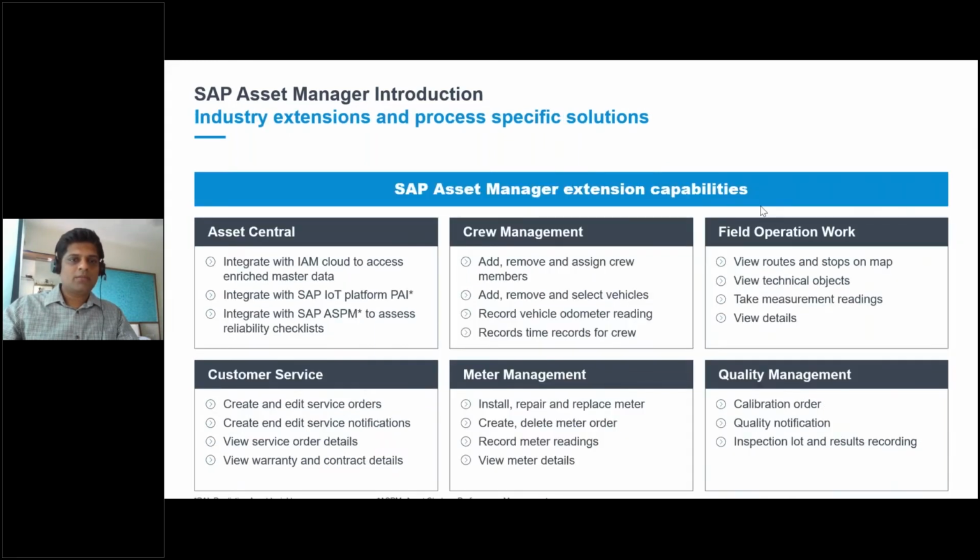Moving to the next slide, which talks about very specific solutions from an industry or process point of view. Starting with Asset Central. This is the master data layer provided by the Intelligent Asset Management suite, the new cloud solution SAP has developed. It allows your SAP Asset Manager to integrate with the Internet of Things platform provided by the Predictive Asset Insights component, or with the reliability checklist provided by the Asset Strategy and Performance Management module.